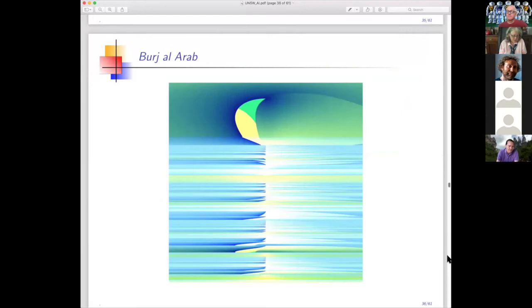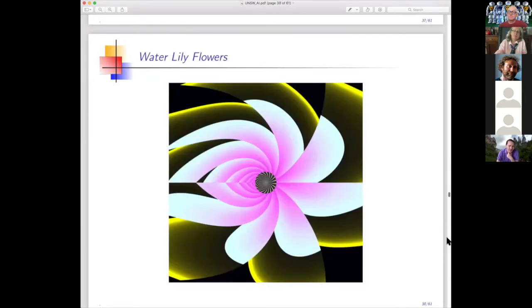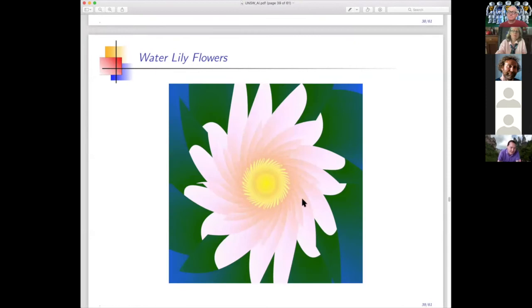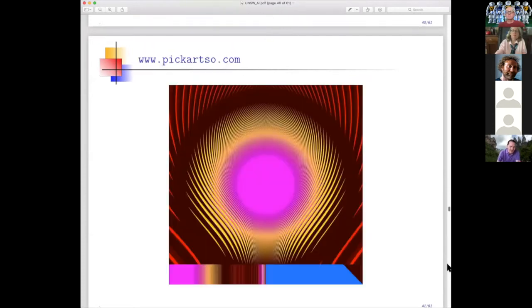And these are just a few images that we generated afterwards that didn't quite make it into the paper. So this is based on this hotel in Dubai, the Burj Al Arab. This looks like a cosmic flower. These ones are based on water lilies. These are the most realistic looking images from the process. And sometimes you get rather crazy structures.